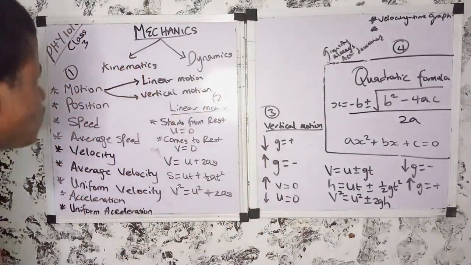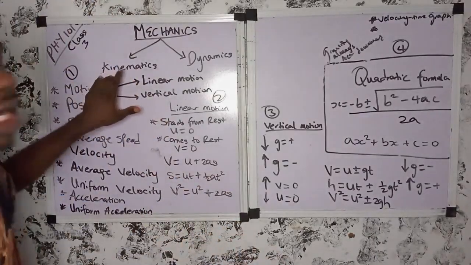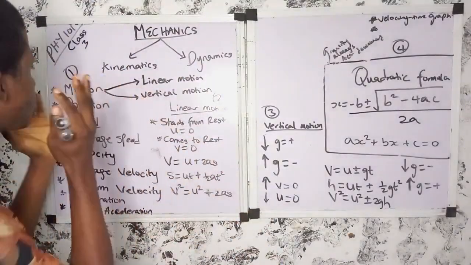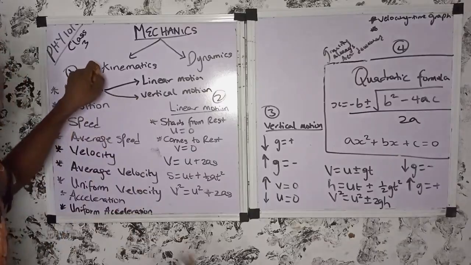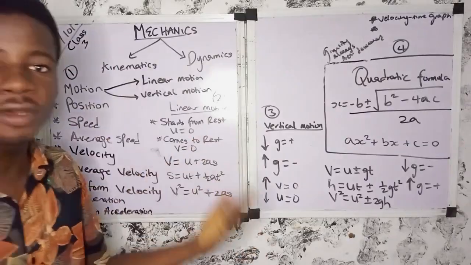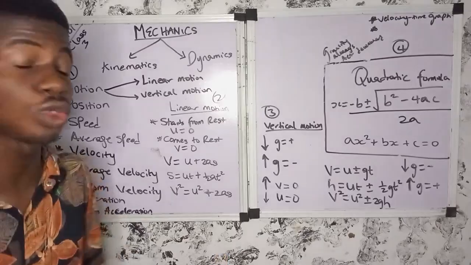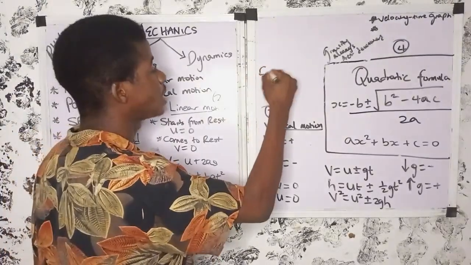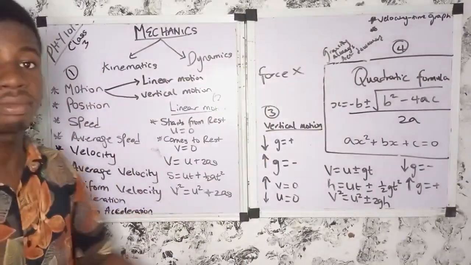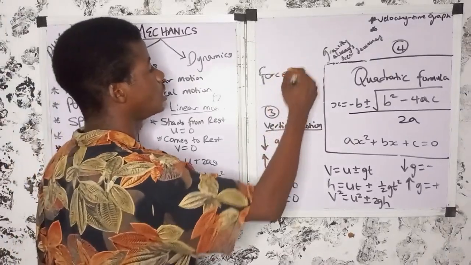Okay, now let's start. Mechanics is divided into two parts: kinematics and dynamics. Both of them have to do with the study of motion, but kinematics has to do with the study of motion without regarding the force causing the motion. Remember, force is what causes motion, right? So kinematics is just the study of motion without regarding the force causing the motion, whereas dynamics is the study of motion with regard to the force that causes the motion.